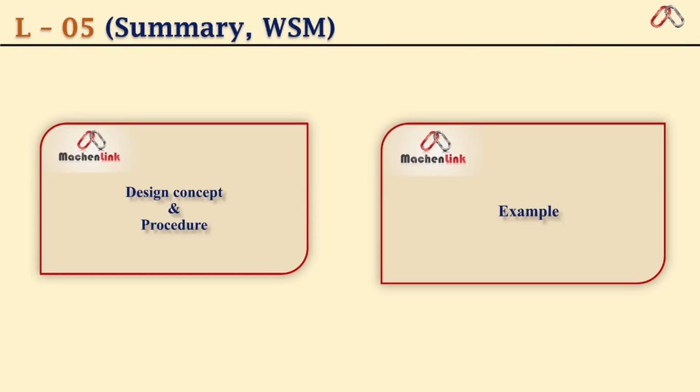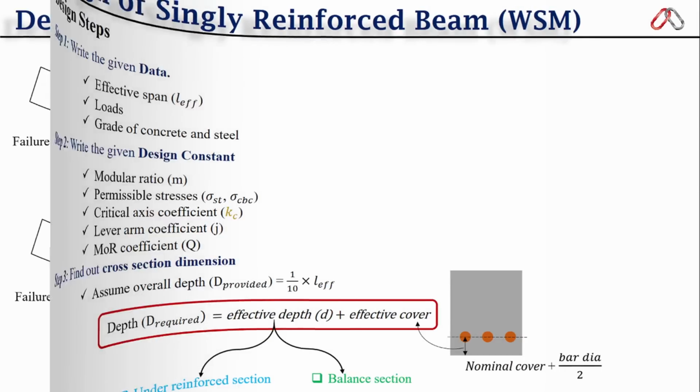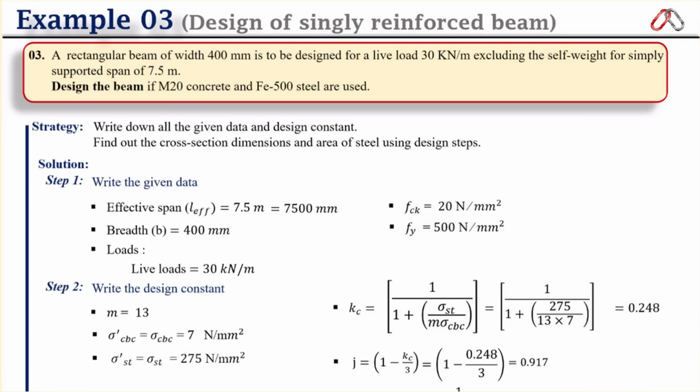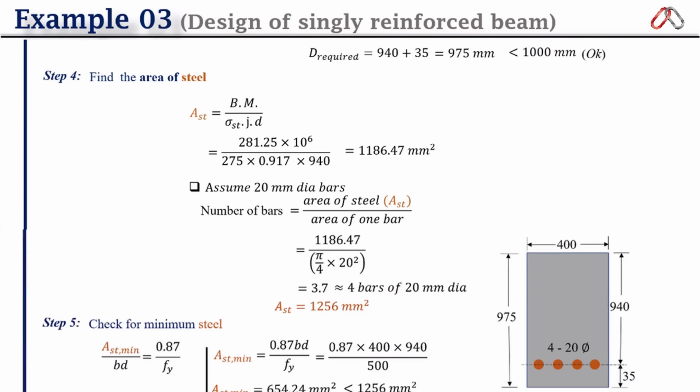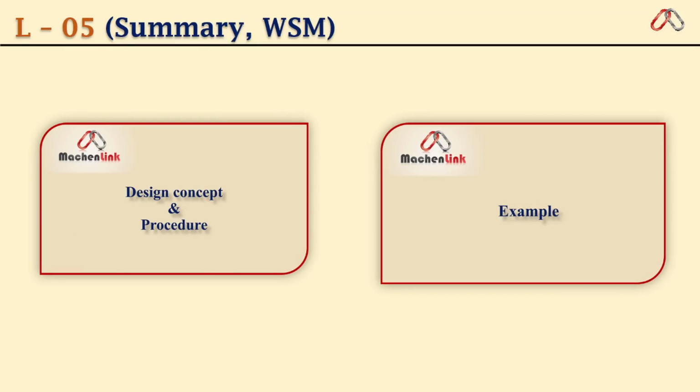Let us summarize it. Initially, I explained the concept of design according to working stress method, where I told you that we design a beam always as either an under reinforced or a balanced section. Then I explained some steps for designing, and finally a practical example for design of singly reinforced beam. So here we have finished the working stress method. Despite the fact that working stress method has a lot of drawbacks and is no longer in use, we considered it important to introduce you to this method also. But from now onward, we will be studying only limit state design and its application to problems in upcoming lectures.